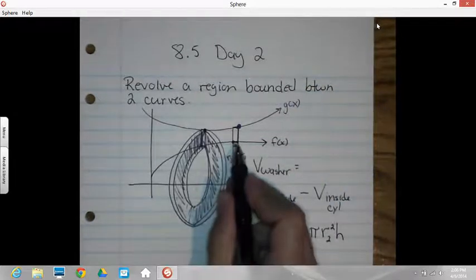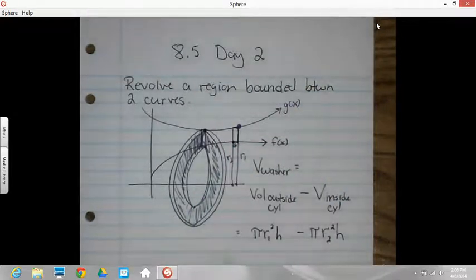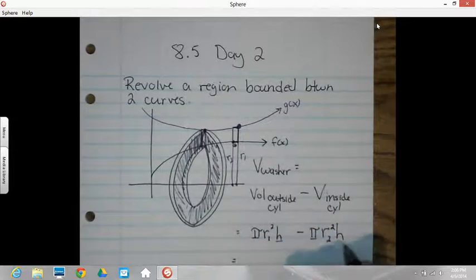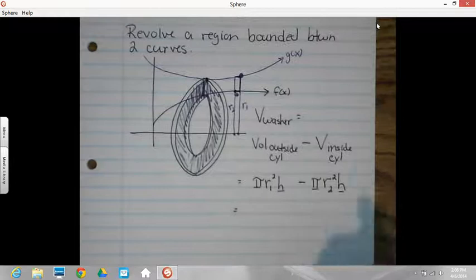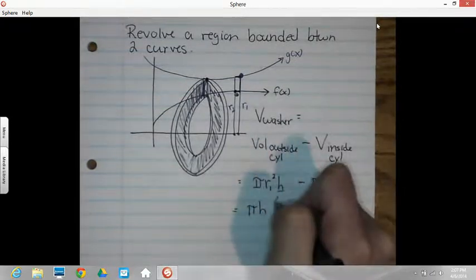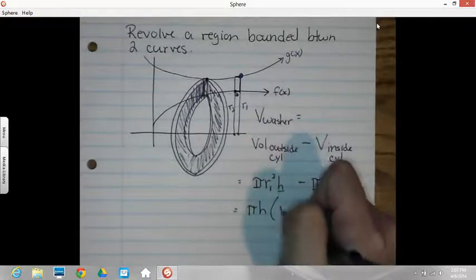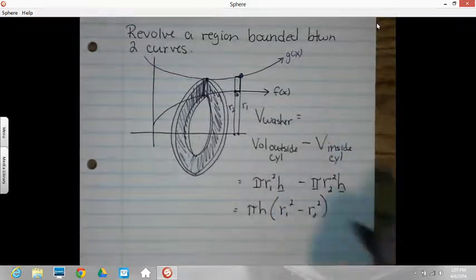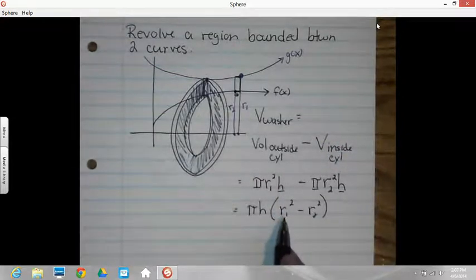Now if you think about this as two terms in factoring, they both have a pi in common and the same height. So if we factor that out, it kind of condenses our formula that we're going to be using for the volume of a washer. So it's pi h, that we're taking out, R1 squared minus R2 squared. So our radius length is coming from our equation. And I think that's all you need to know.